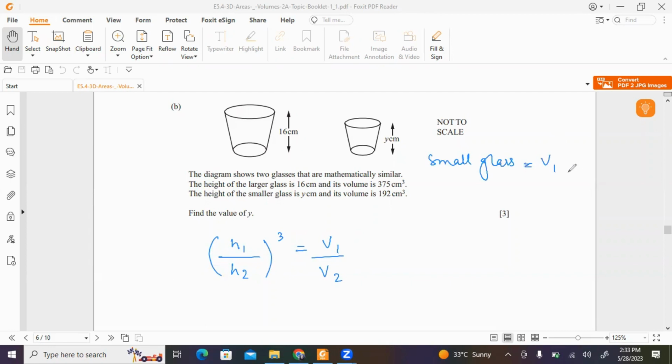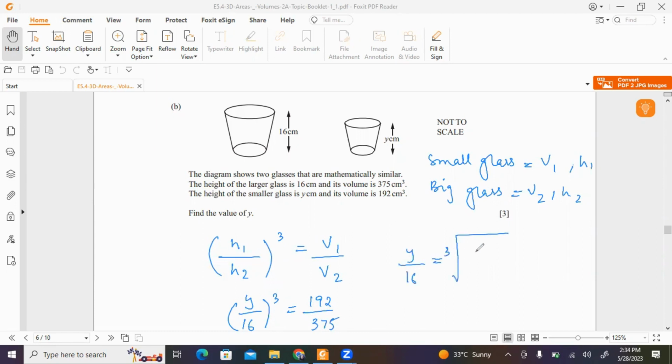Volume 1 and height would be h1. For the big glass, volume is v2 and height is h2. So this is how we assign the values. And then what we do is we substitute them. So I'm going to say that y over 16 whole cubed equals 192 over 75. So we take the cube root of the fraction on the right hand side, and times that by 16.